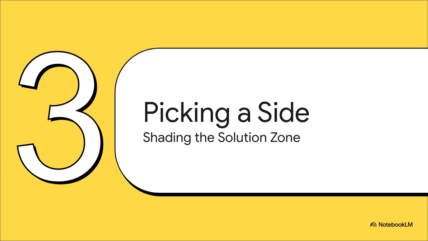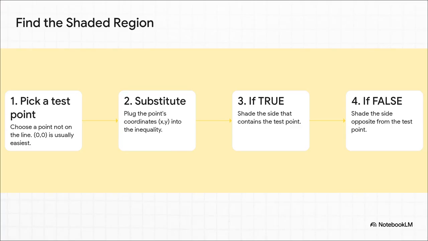Okay, section 3, picking a side. Once we have our boundary line drawn, we've got to figure out which side of the fence is our solution zone. So how do you know which side to shade? Here's the easiest trick in the book. Just pick a super simple point that's not on the line. Honestly, 0, 0 is your best friend here. Plug it into the inequality. If it works, if it makes a true statement, you shade that whole side. If it's false, you just shade the other side. Easy, right? It's a foolproof check every single time.